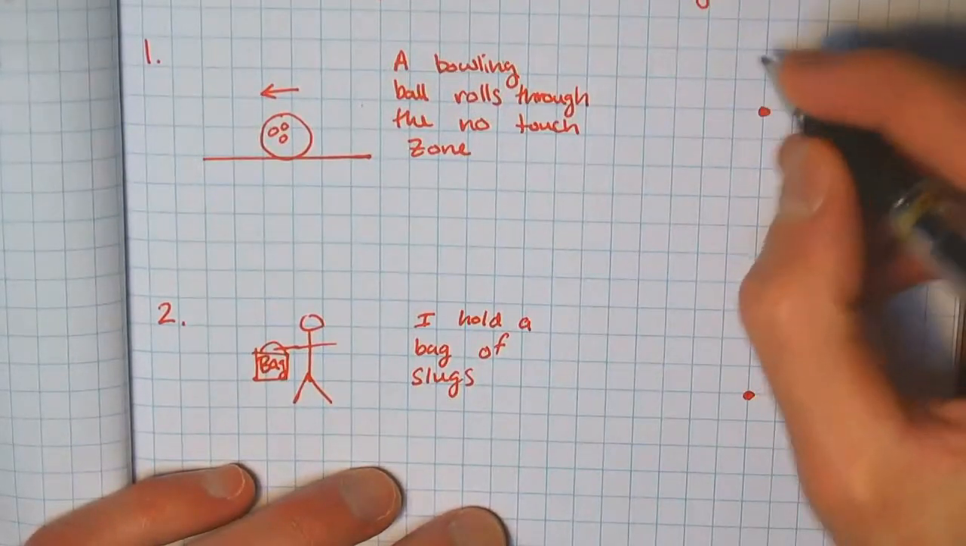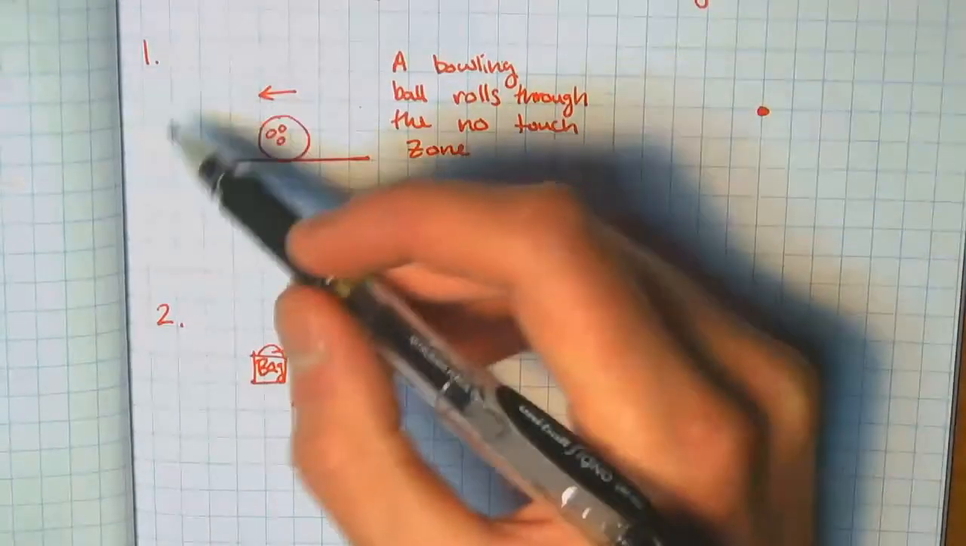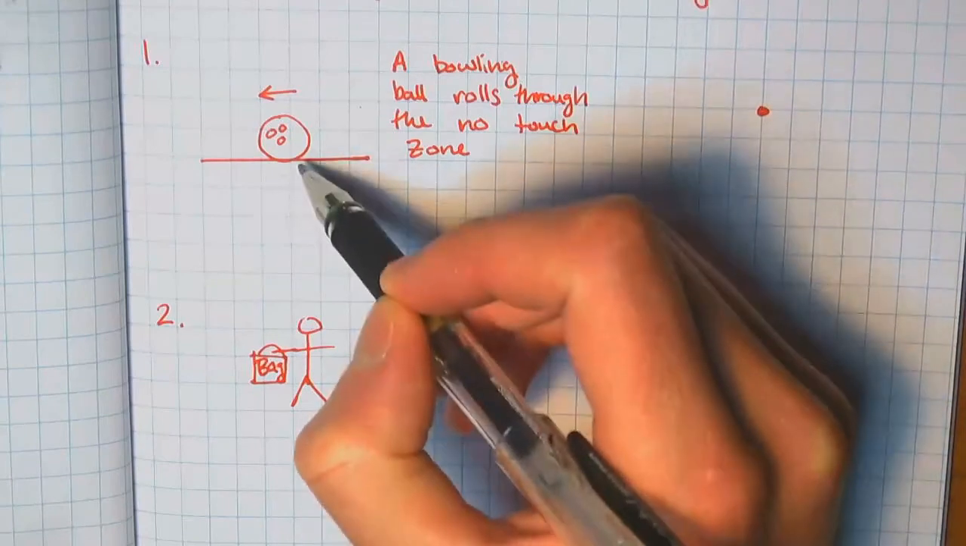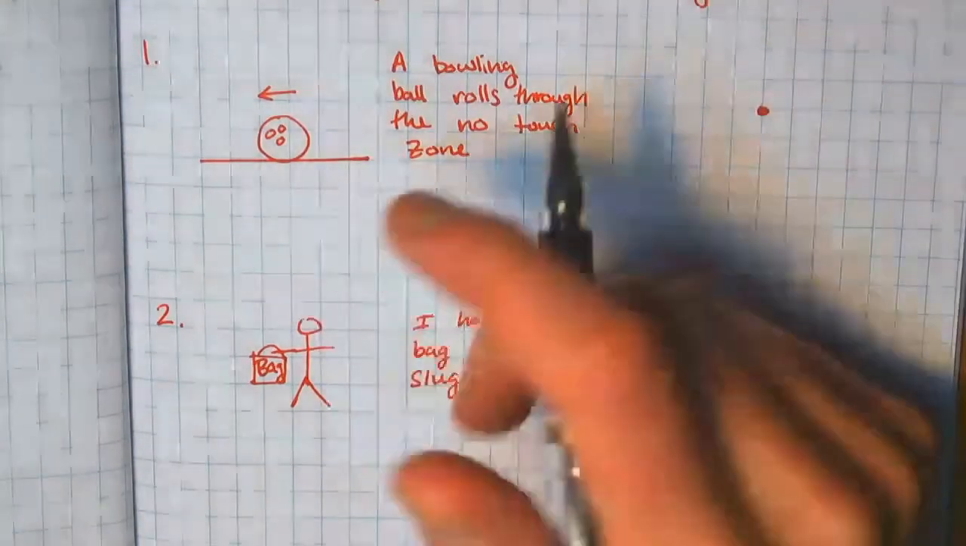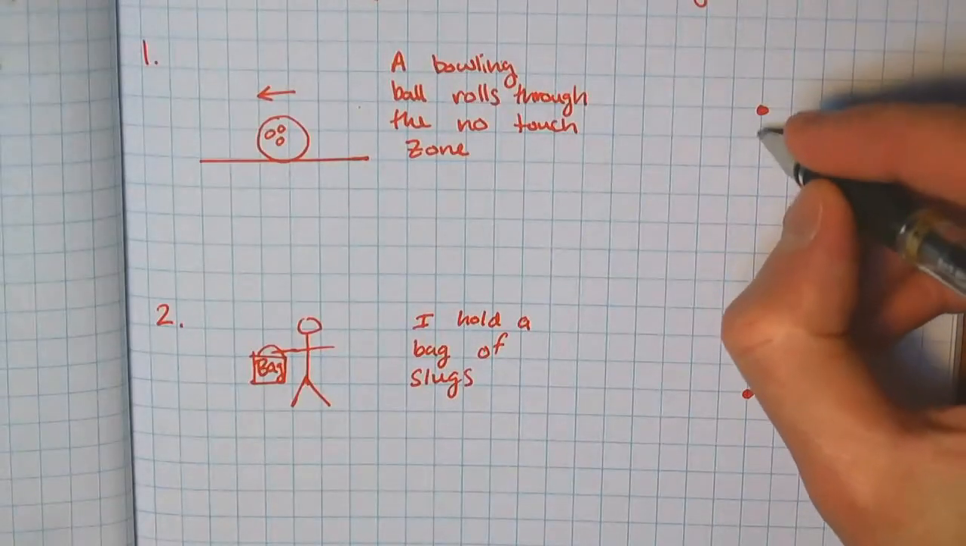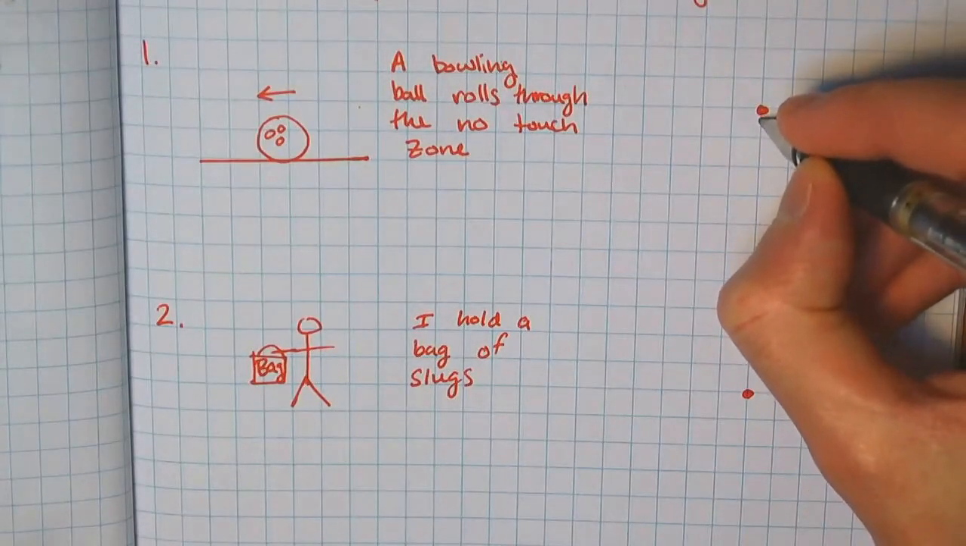Let's see here. First up, if we think about what is touching it, the only thing touching this ball is the ground. So therefore, we could have, well, obviously we're going to have gravity. So let's go ahead and put gravity in there.